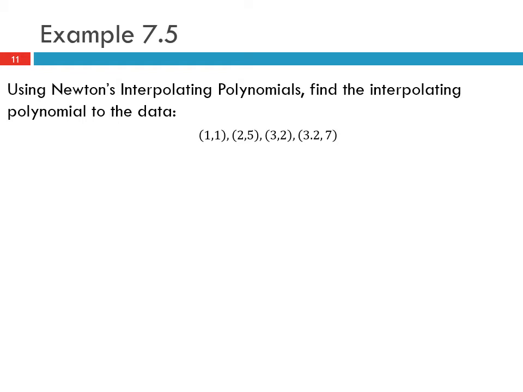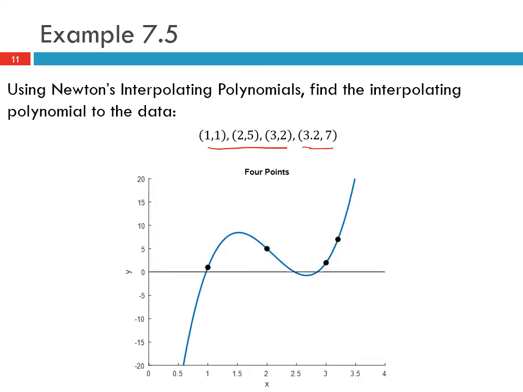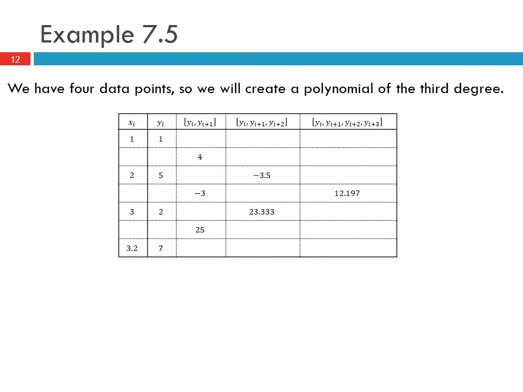Again, we can add another data point. So these data points are all the same as the previous example. We're just adding on another one. So we've got 4 points, so we're looking for a cubic function. And we can use this table to illustrate how we achieved each of the coefficients.